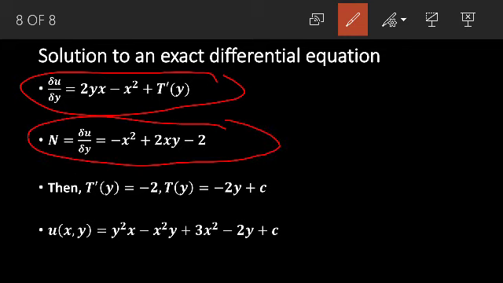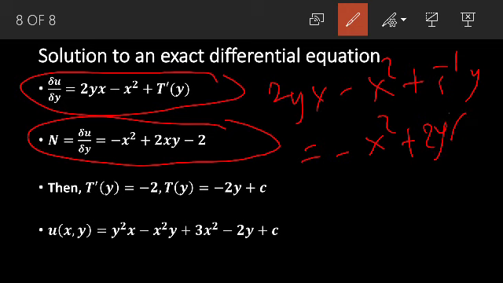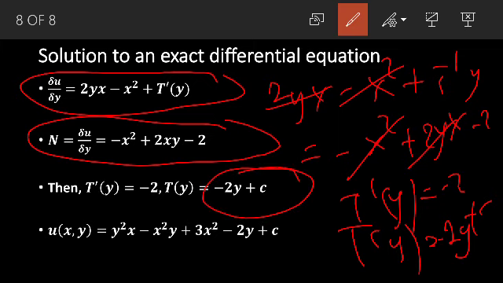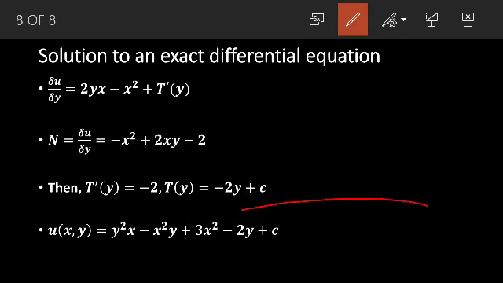Originally from the question, our N is this, so we can equate both together. That means 2yx minus x squared plus t prime(y) is equal to minus x squared plus 2yx minus 2. You can see that this on the left hand side cancels this, and this also cancels this, and we get that t prime(y) is equal to 2. From this we can find our t(y), which is the integral of 2, which is 2y plus c. Not just 2y, minus 2y, sorry, plus c, and that is how we got this. So substituting this into our original function, u(x,y) is y squared x minus x squared y plus 3x squared minus 2y, then plus c, which is the solution to that very equation.